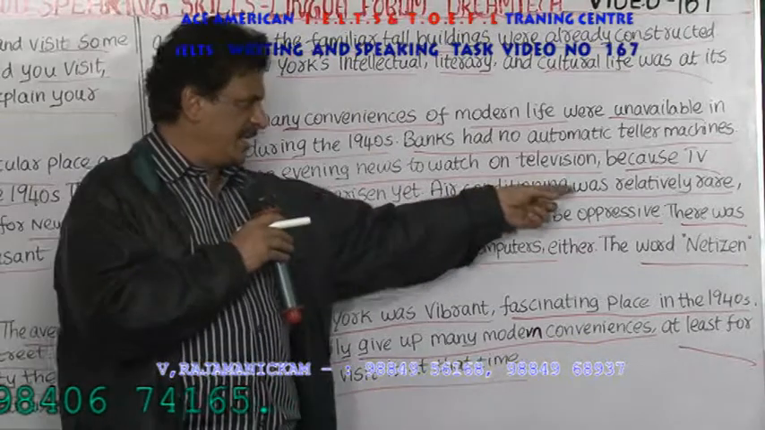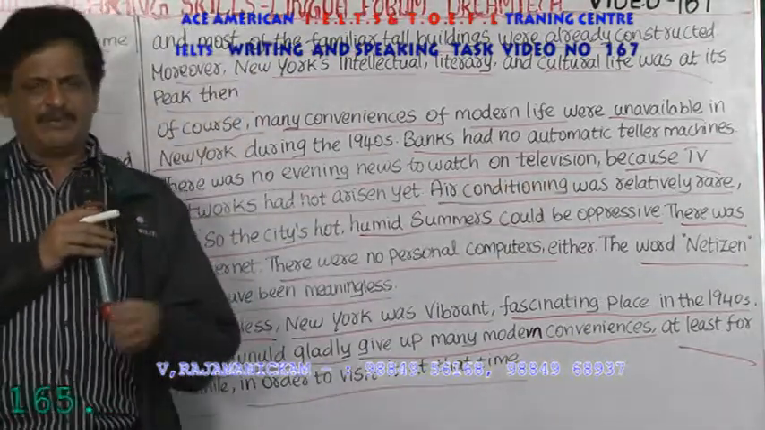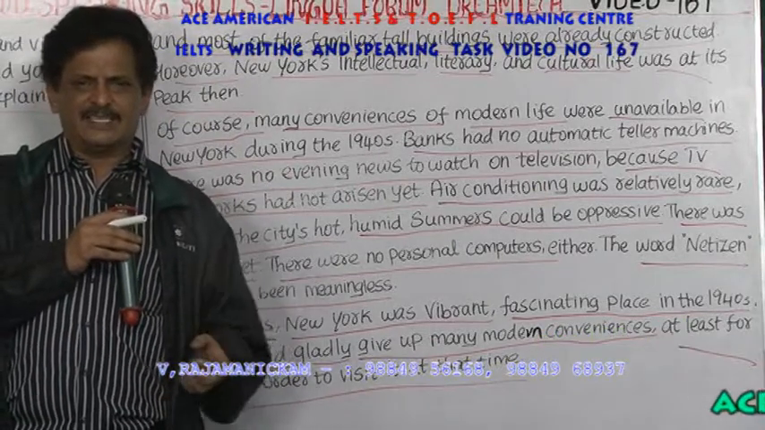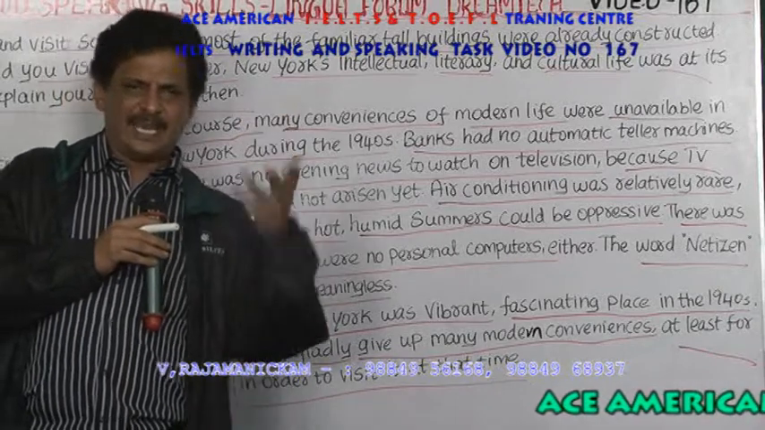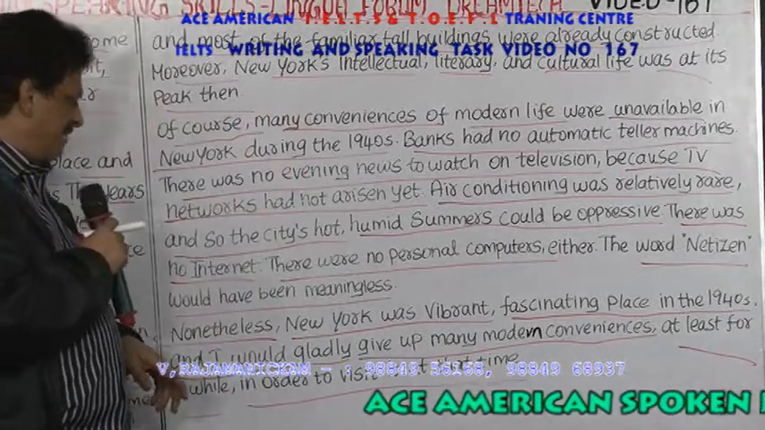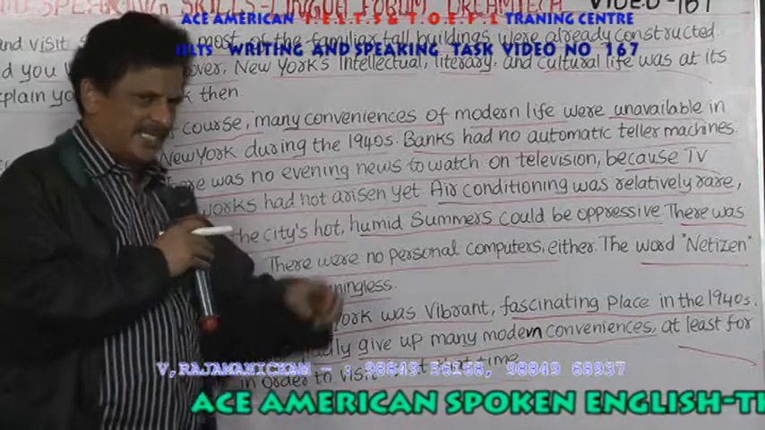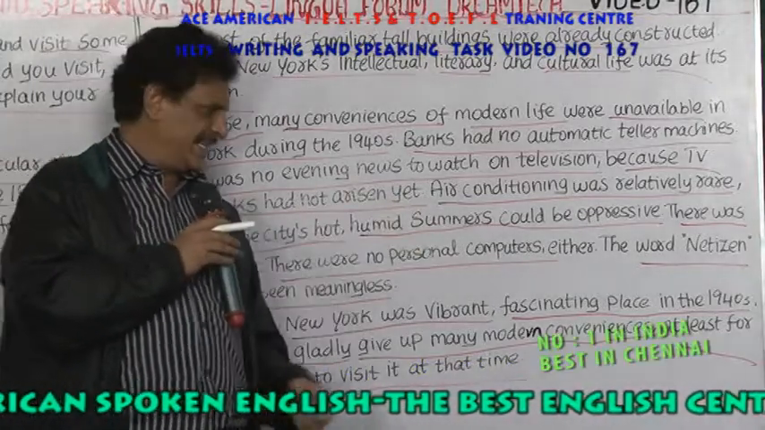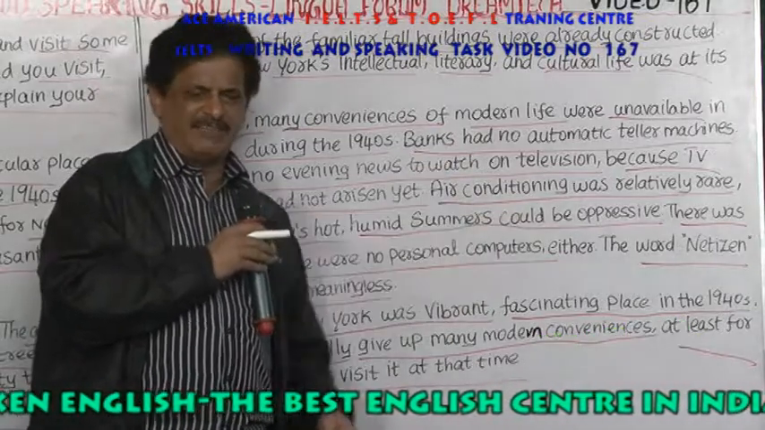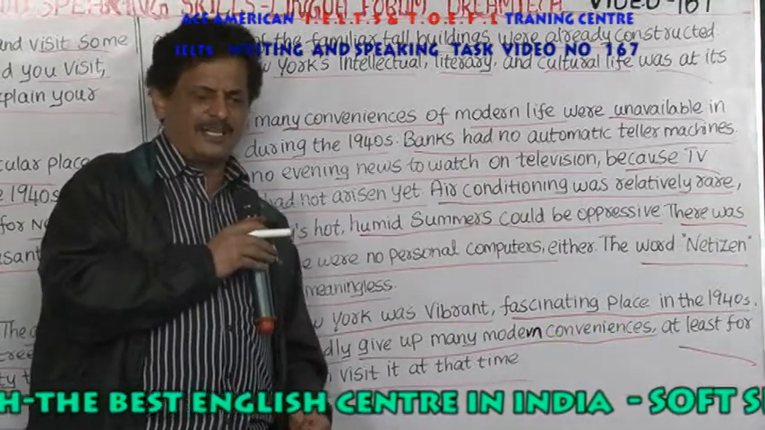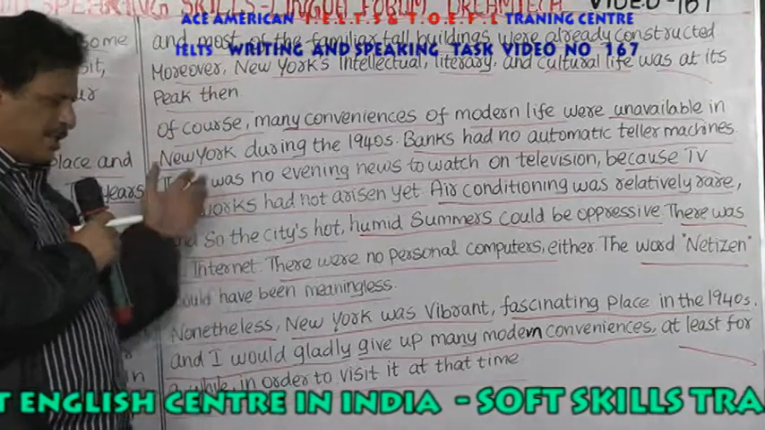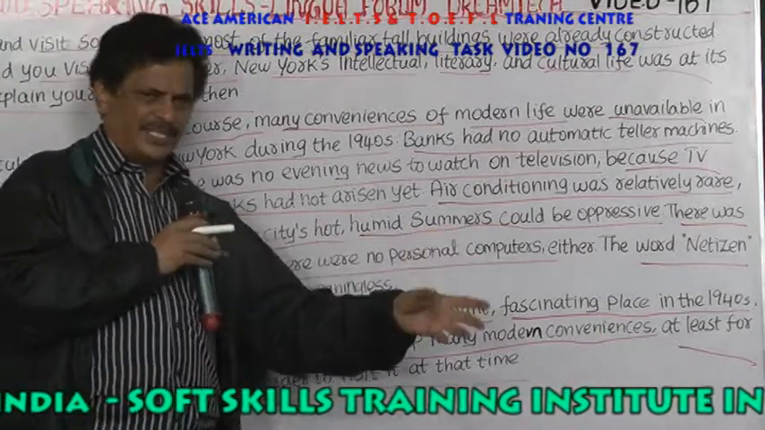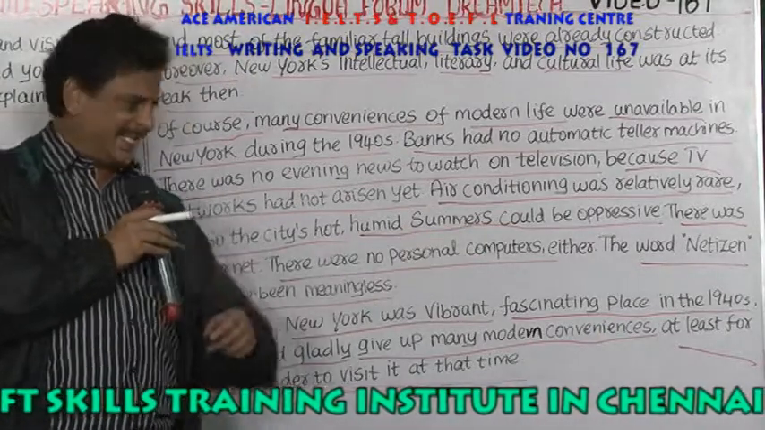Air conditioning was relatively rare. அமெரிக்காவில் இப்பொழுது எங்கு பார்த்தாலும் ஏர் கண்டிஷன், குளிர் சாதன வசதி செய்யப்பட்டிருக்கிறது. 1940-50களிலே குளிர் சாதன வசதிகள் அவ்வளவாக இல்லை. And so the city is hot. அந்த நகரத்தினுடைய சூடு, humid summers, கடுமையான வெயில் காலங்களிலே could be oppressive, கஷ்டமாக இருக்கும் 1940-50களிலே. There was no internet, இணையதளம் கிடையாது. There were no personal computers, தனிப்பட்ட முறையில் கணிப்பொறிகள் கிடையாது.